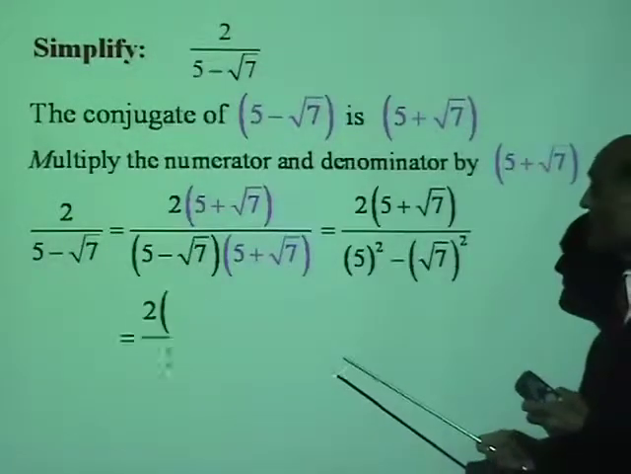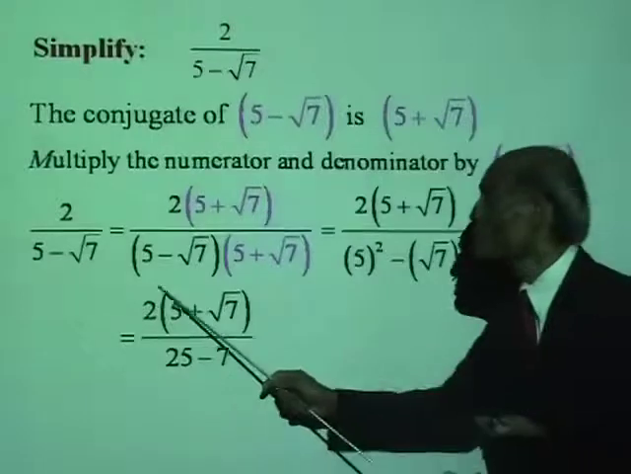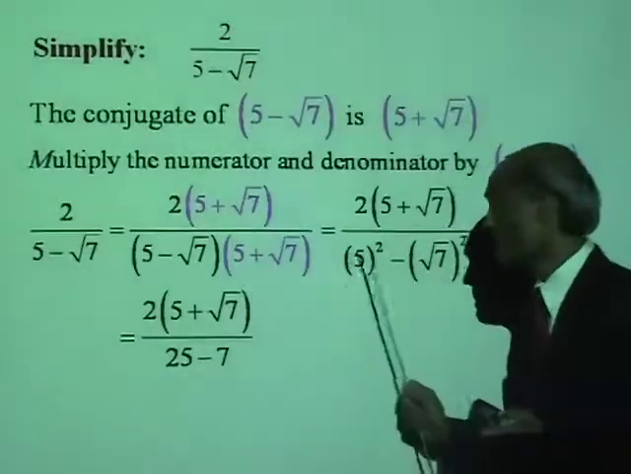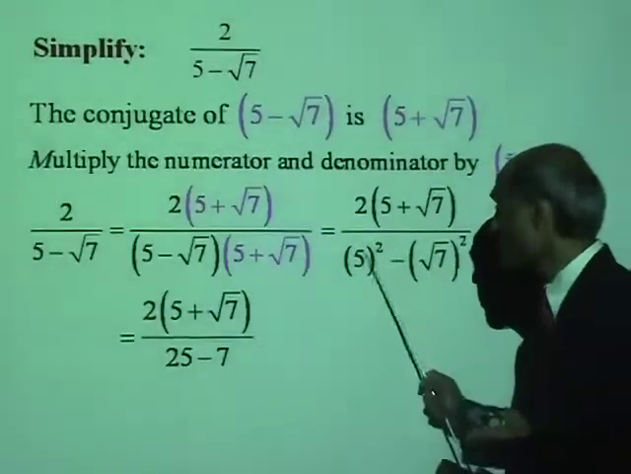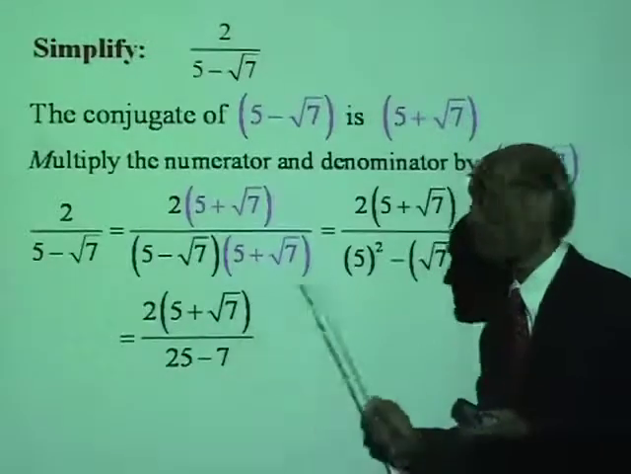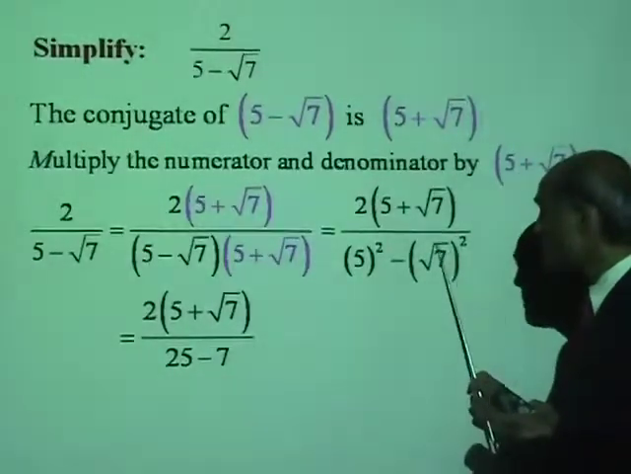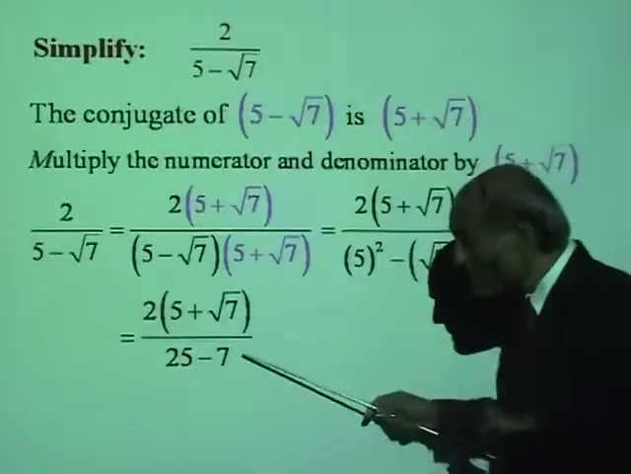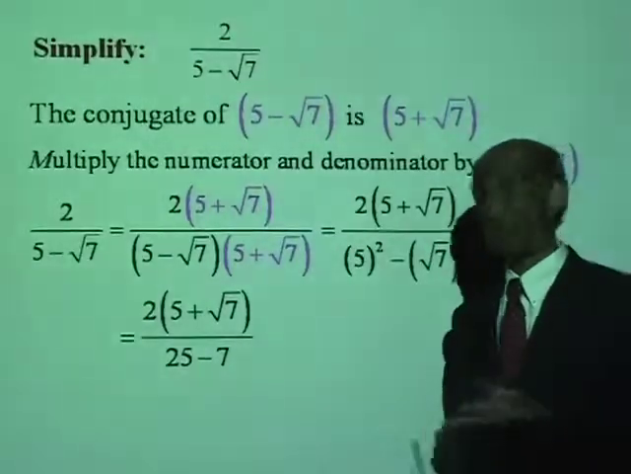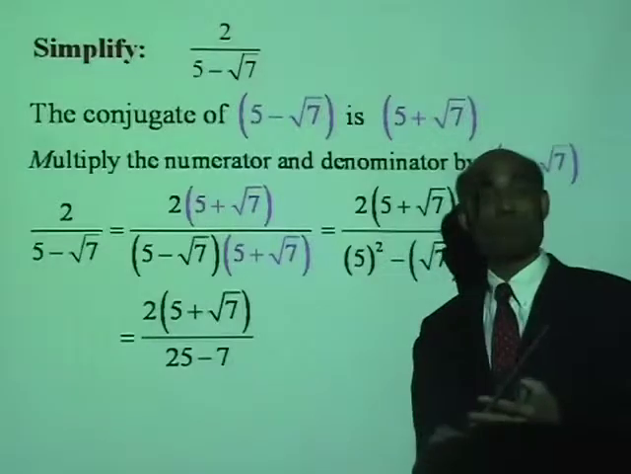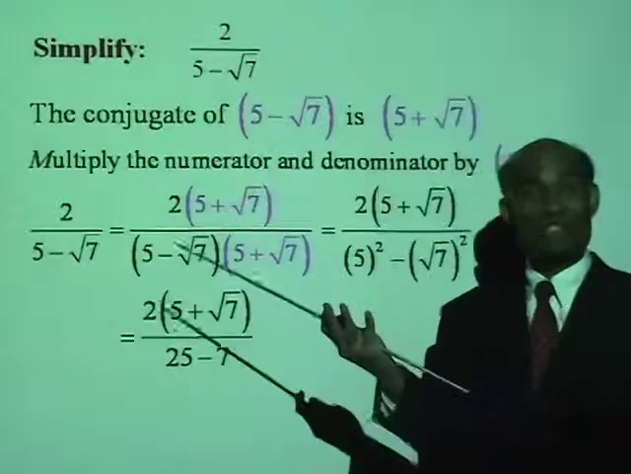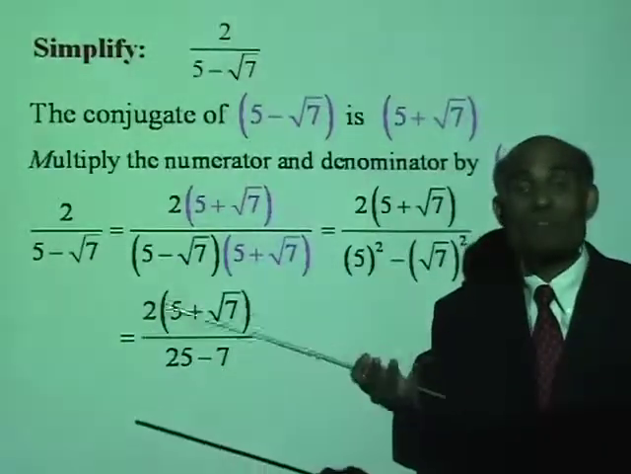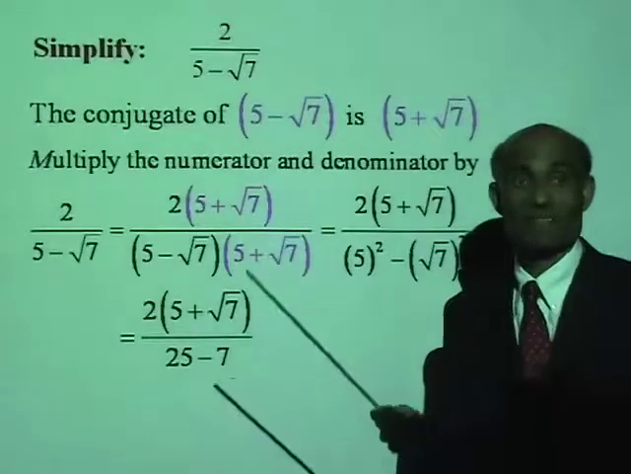Okay, and what is that? The numerator remains the same. The denominator 5 squared is 25, and square root 7 squared, square root 7 times square root 7, is 7. So the denominator is now 25 minus 7. The radical sign is gone. The denominator is now rationalized.